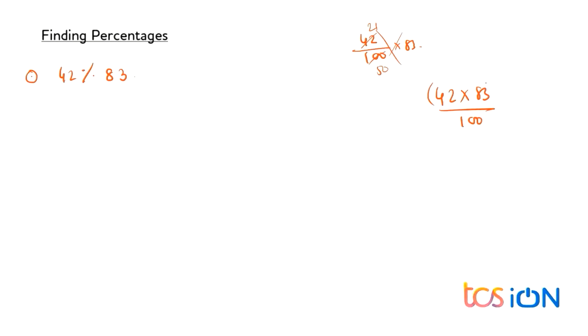But this multiplication will be done in a very unique manner, and in one step you get the answer. Just observe. You have to do just 42 into 83. You'll get an answer, and that answer divided by 100 will be the final answer. So let us see. When you multiply a 2-digit by a 2-digit number, you'll get either a 3-digit number or, if a carry is there, a 4-digit number.